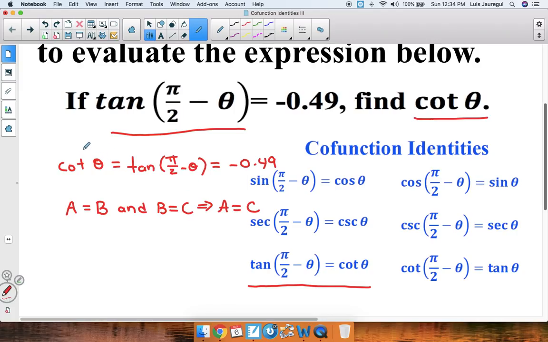How is that relevant to our case? Well, here's the deal. Cotangent of theta is equal to tangent of pi over 2 minus theta, but tangent of pi over 2 minus theta is equal to negative 49 hundredths. Therefore, we can conclude that cotangent of theta is equal to negative 49 hundredths. So let's write that down as our conclusion. Therefore, cotangent of theta is equal to negative 49 hundredths.